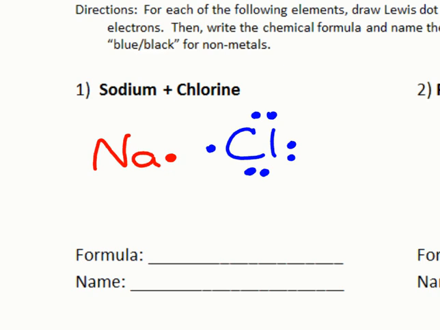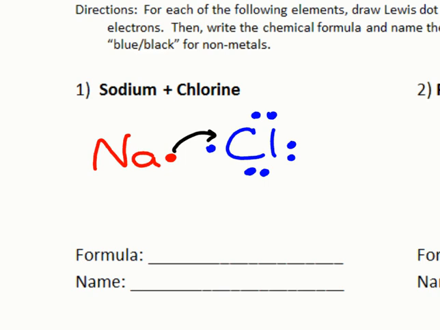Now, we know metals like to give their electrons, and nonmetals like to take them. So sodium has 1 to give away, and chlorine has room for 1 more. So sodium's going to give the 1 electron away to chlorine. Now sodium is happy. It has lost all of its electrons. Chlorine is happy. It has gained all of its electrons.